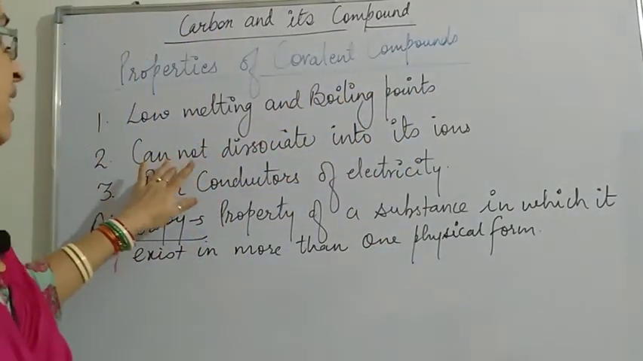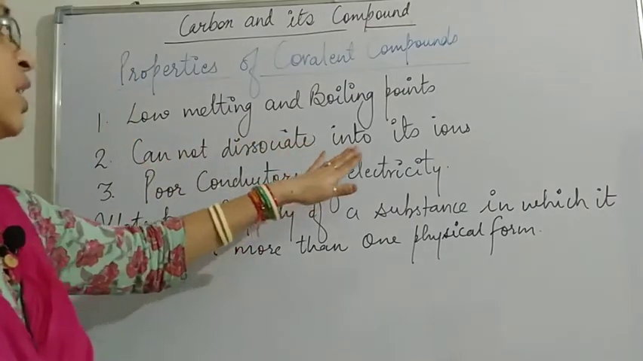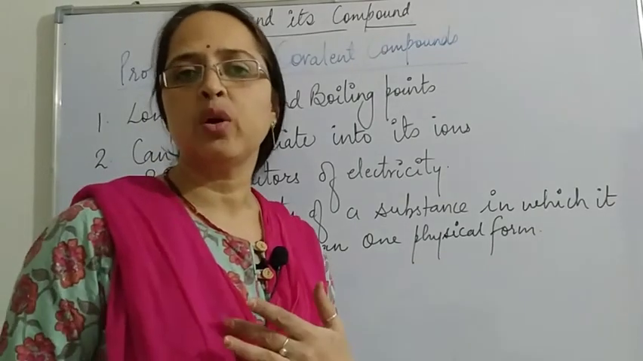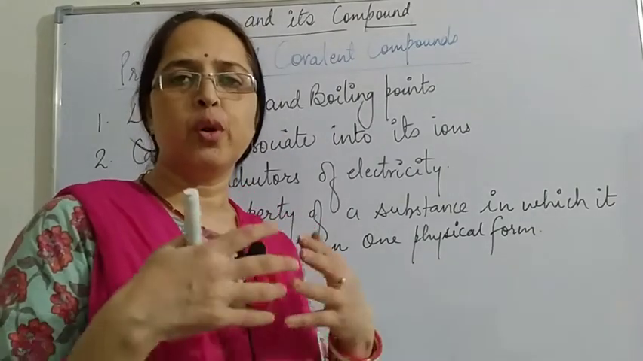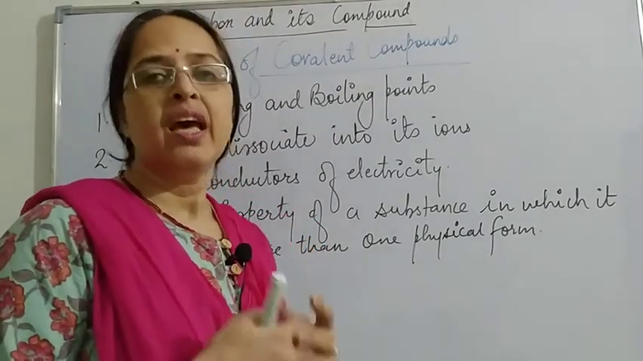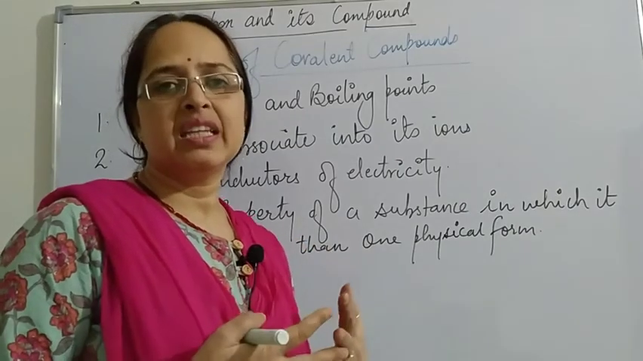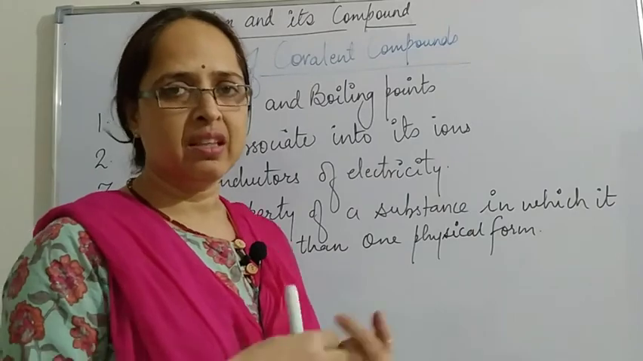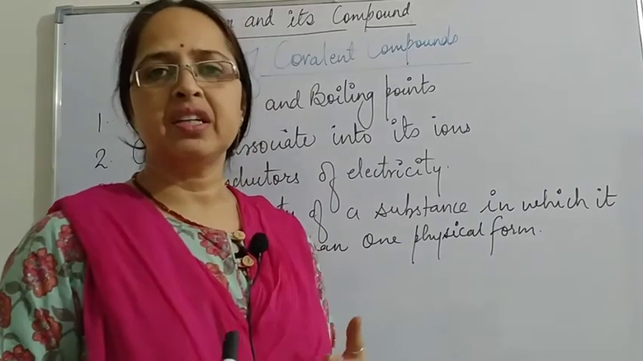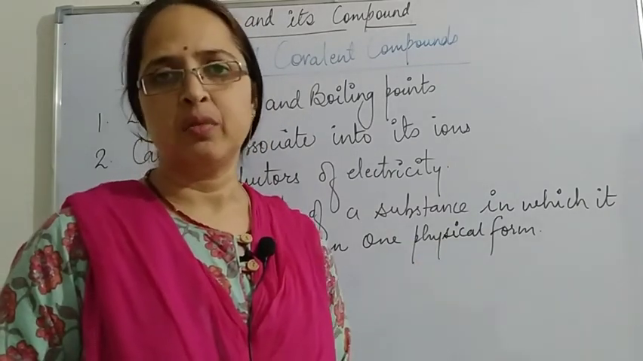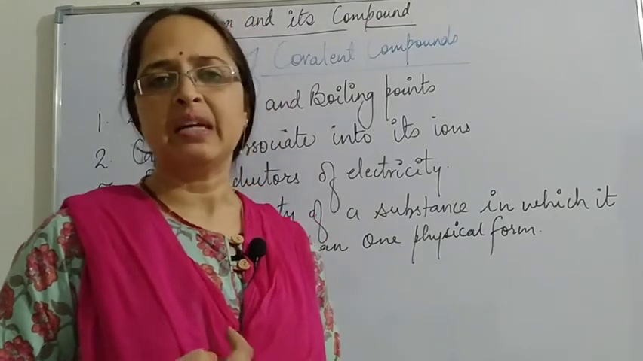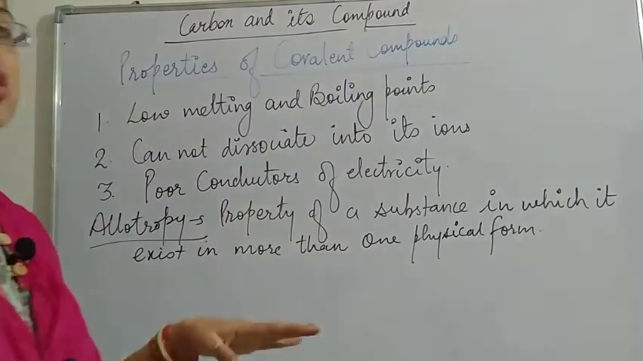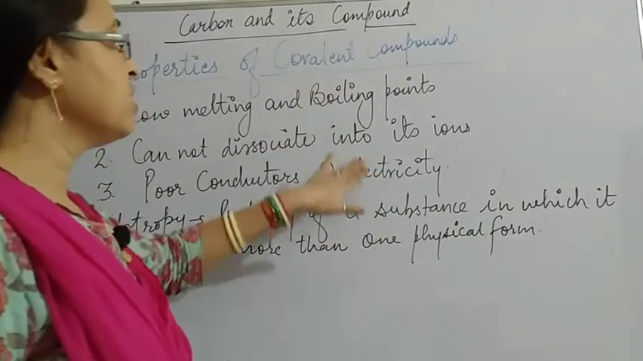The next thing is that they don't dissociate into ions, because they are not formed by gaining or donating electrons. They are formed by the sharing of electrons. When electrons are shared in compound formation and the compound is dissociated, it doesn't dissociate into ions. And when an ionic form is not there, there is no conduction of electricity. That means they are poor conductors of electricity. So these are the properties.